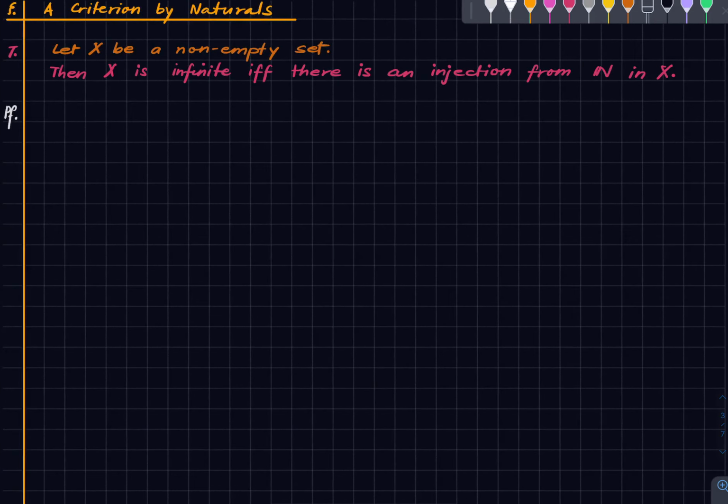Now here is perhaps the most important theorem of this lecture. We have some non-empty set. Then the set X is infinite if and only if one can find an injection from the naturals into the set X. Many times in textbooks, this is how infinite sets are defined. We define an infinite set as a set in which you can embed a copy of the naturals, meaning you can find an injection from the naturals into it.